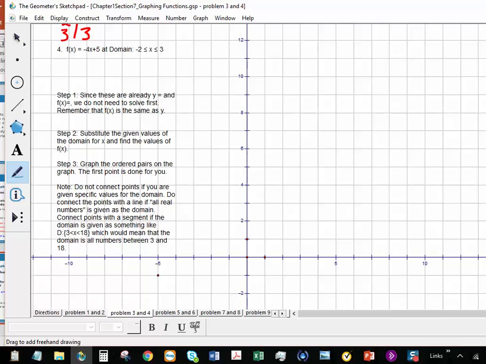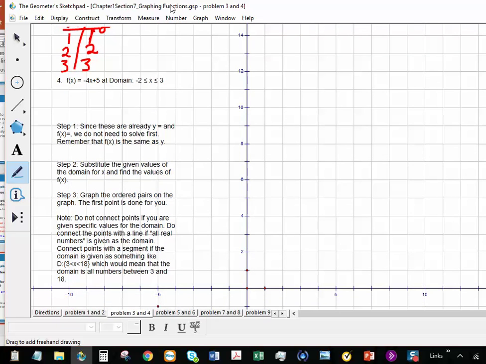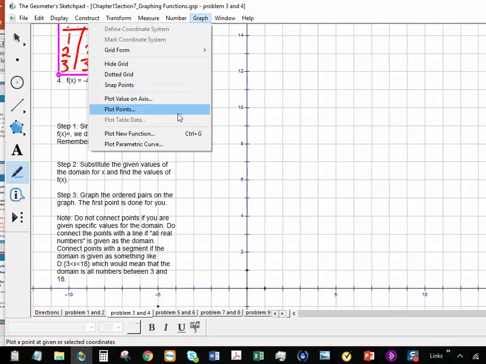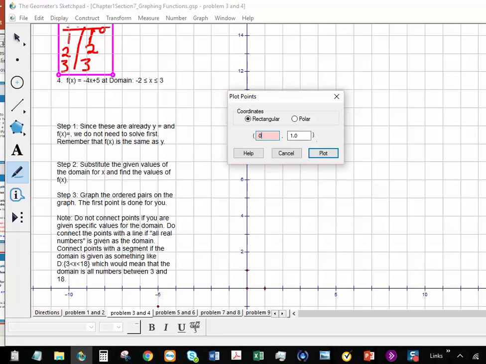But I would connect these points with the line tool. Let's plot some points. 0, 0. Oh no, not 0, 0. 1, 1 is my first point. Second point is 2, 2, and then 3, 3.